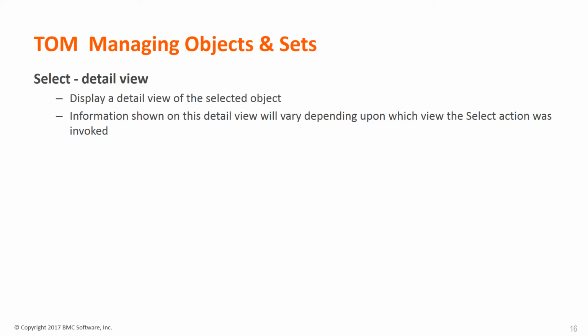You can use the S command, or select, to display a detailed view of the object that you've selected. The information that is displayed is going to vary depending upon the type of object you're displaying. Most commonly, you'll do the select for objects and you'll get a list of all the object attributes.